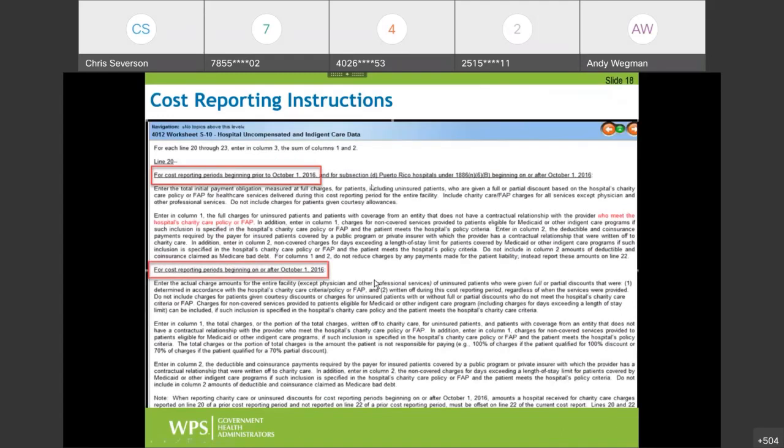Just a quick shot of the fact that we had before and after 10.1.16. You always want to make sure, I wish they would have done something better, like bold it or make it even clearer rather than just the underline, but just follow the rules for on or after 10.1.16.